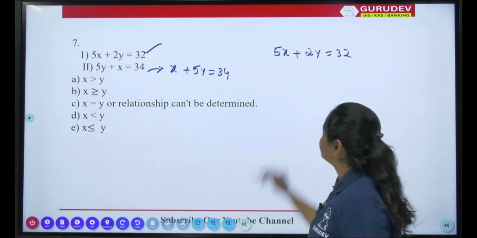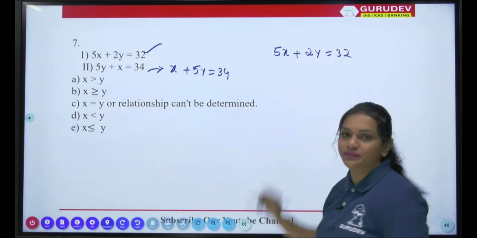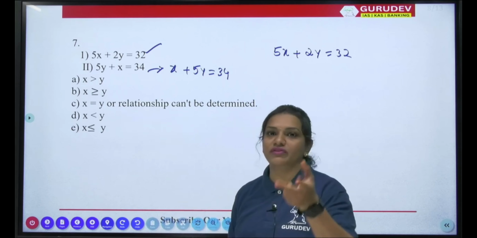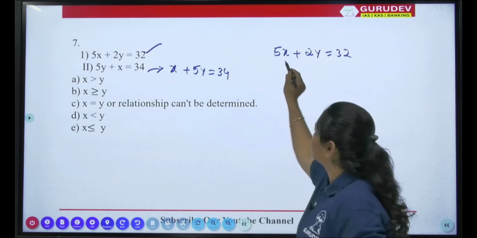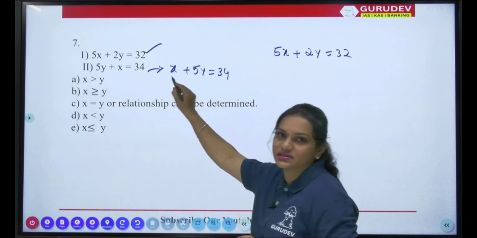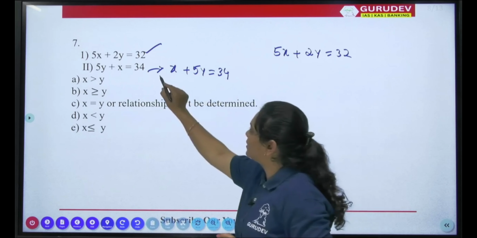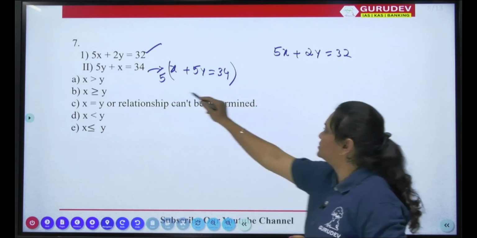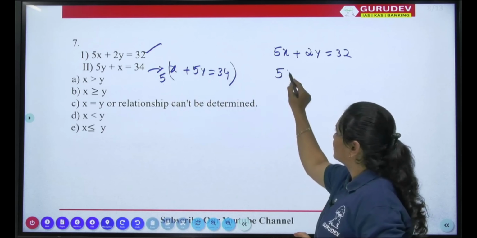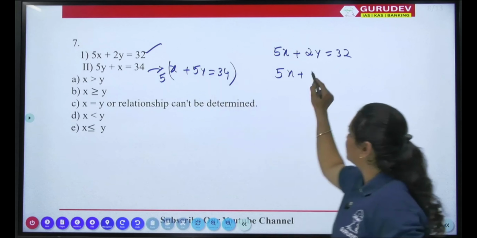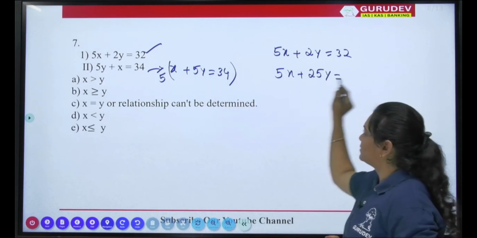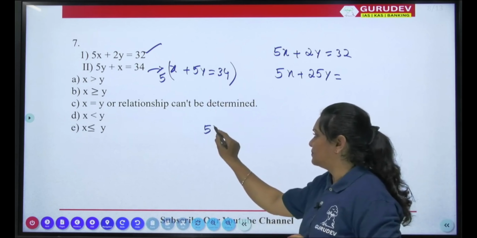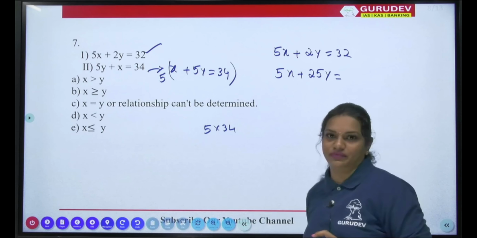Is it clear? Yes. Now one thing we have to observe, as everyone knows how to solve linear equations: a common variable should be cancelled, right? So if I want to take the common variable here, here it is x, but here it is 5x. What can we do? Simply multiply with 5. The whole equation should be multiplied with 5. So how much will I be getting here? 5x plus 5 5s are 25y is equal to 34 into 5. How much is 34 into 5? There is a concept of multiplication by 5 here.